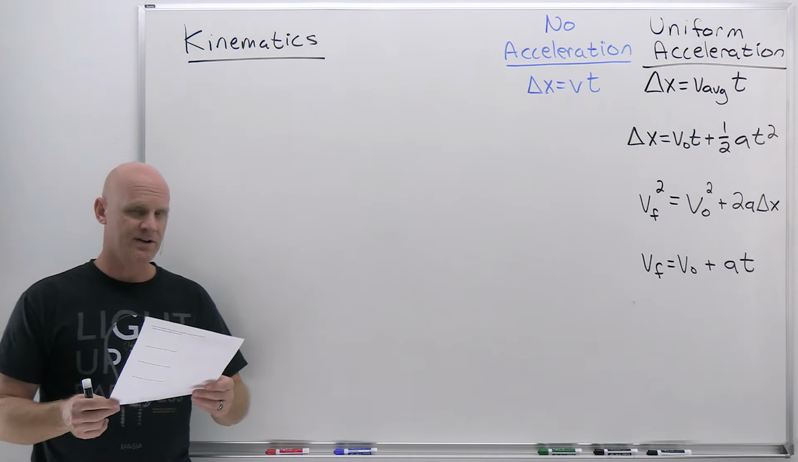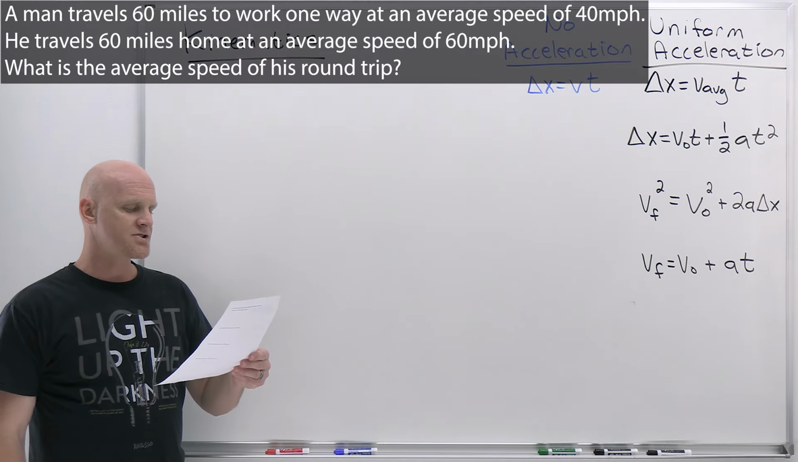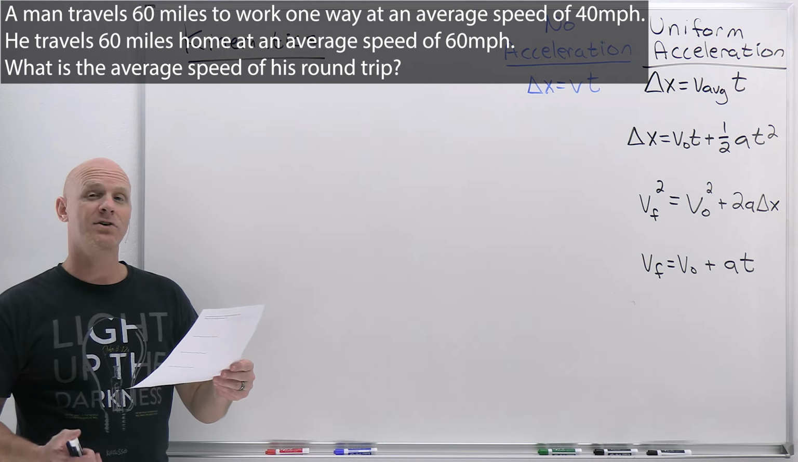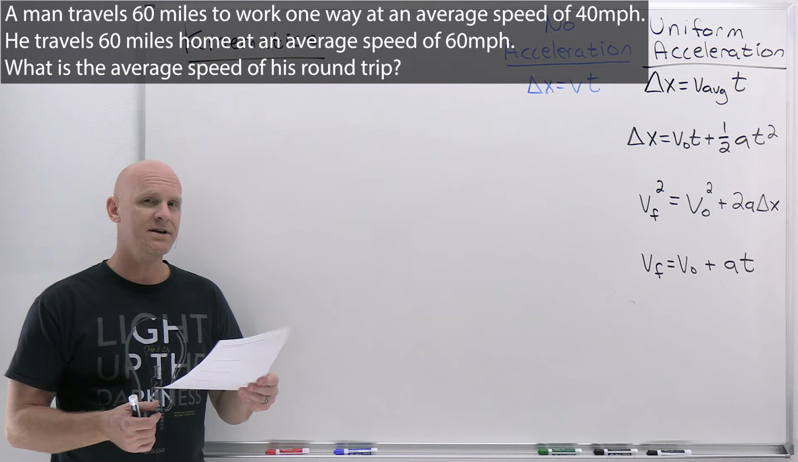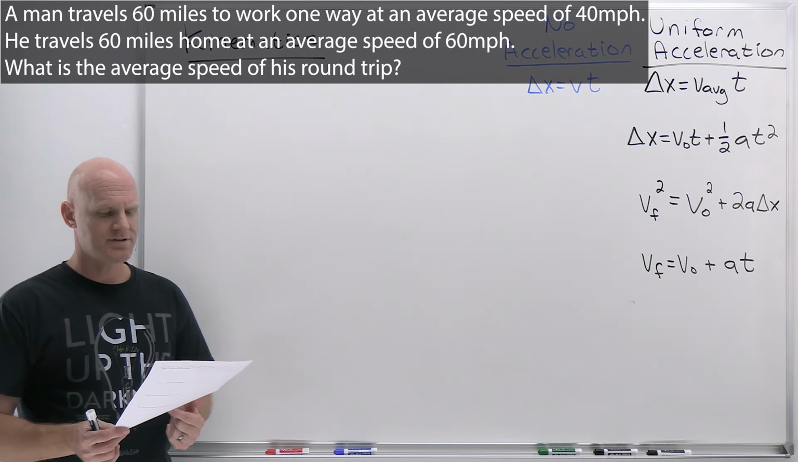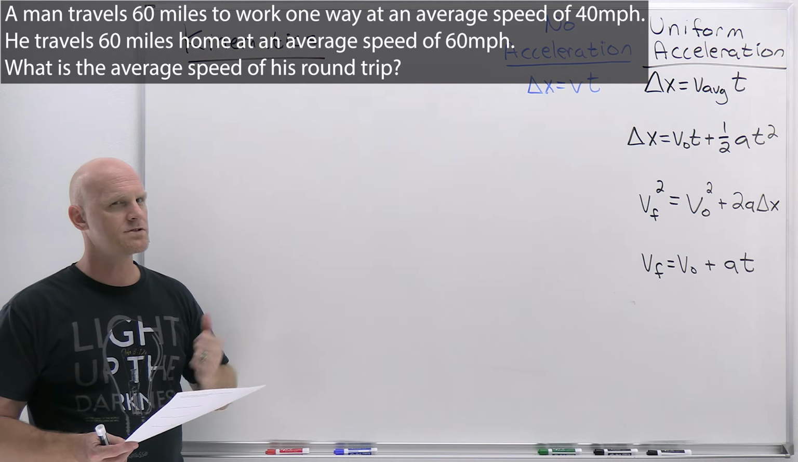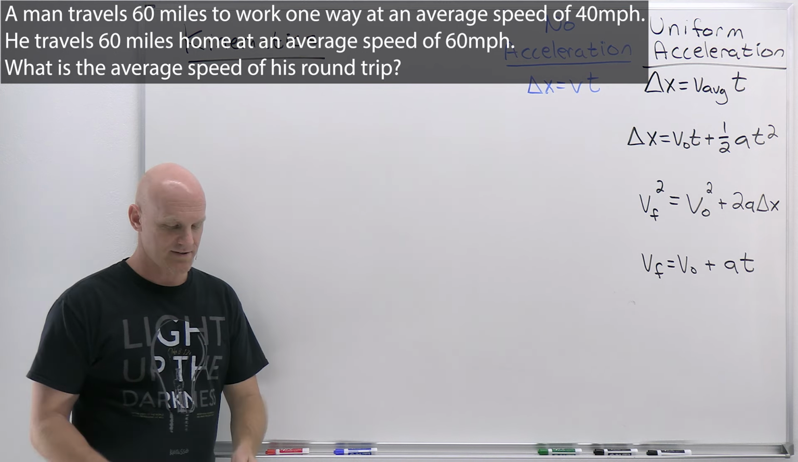All right, second problem we'll take a look at, and this one's going to be a little bit tricky. But it says a man travels 60 miles to work one way at an average speed of 40 miles per hour. He travels 60 miles home at an average speed of 60 miles per hour. What is the average speed of his round trip? Now, you might be tempted to be like, well, 40 miles per hour one way, 60 miles per hour the other way, the average is 50, right, Chad? Wrong, it turns out, but we'll see why. It is a little bit tricky.